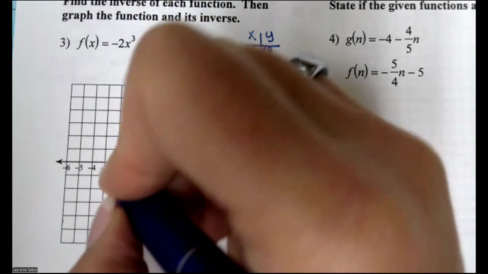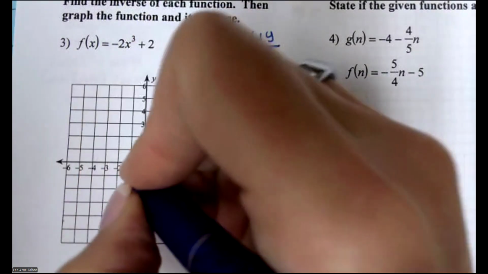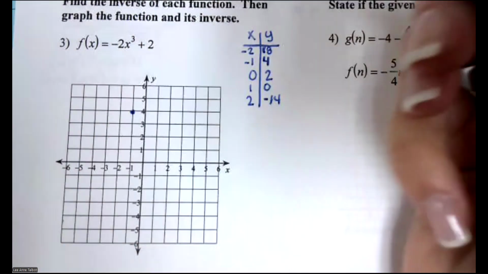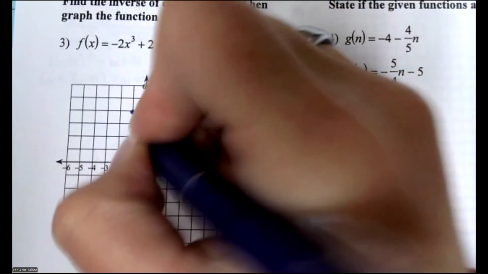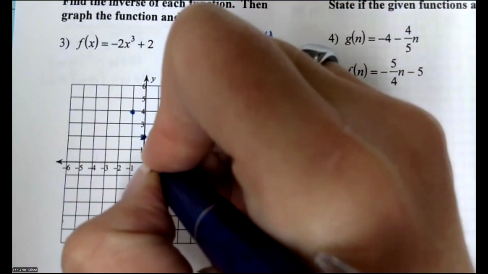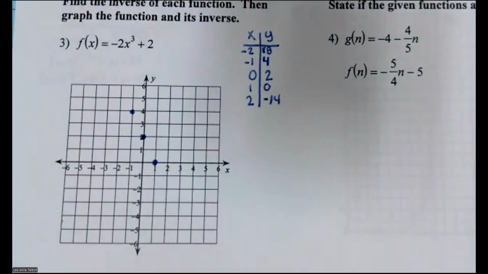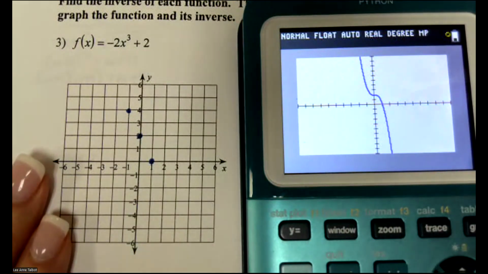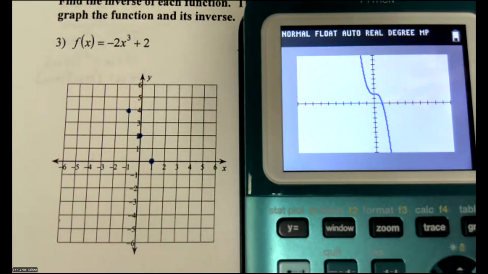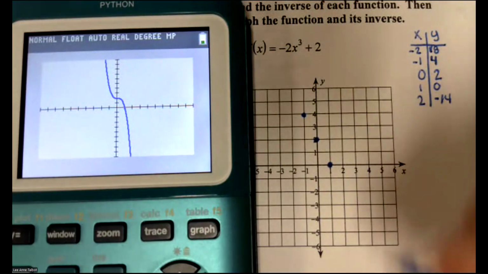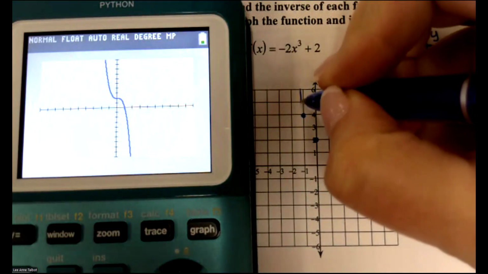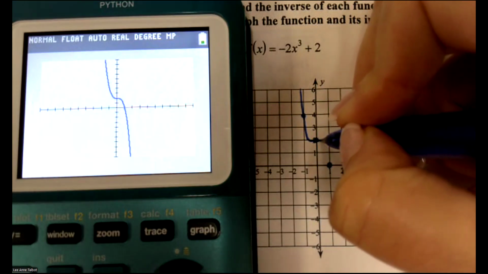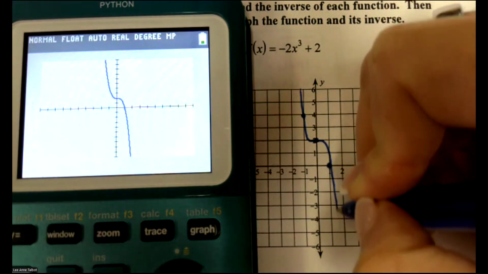Okay, so negative 2, 18, not going to graph. Negative 1, 4. 0, 2, 1, 0. Okay, and then what I like to do is I like to just hit the graph button so that I could sort of make sure that mine matches the way it looks. So I don't forget the flat bit for the inflection point.